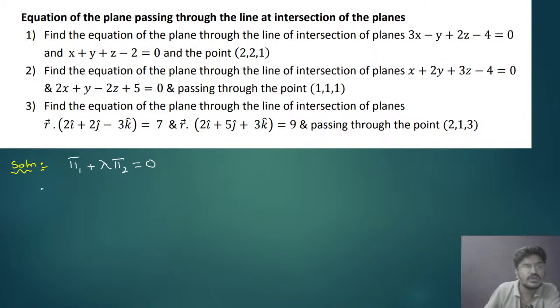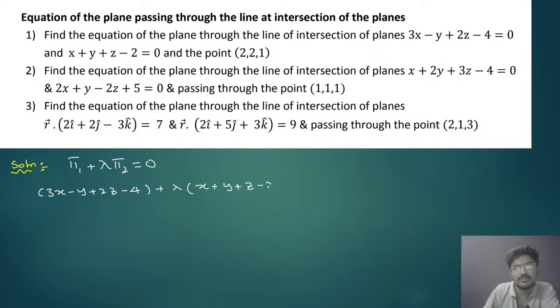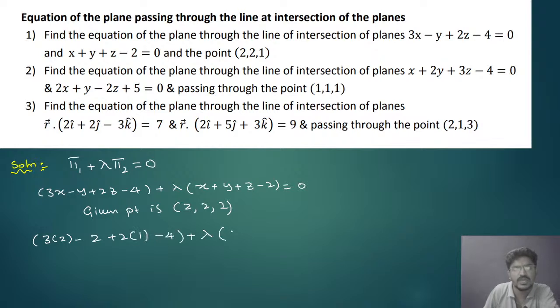Here pi 1 is 3x minus y plus 2z minus 4, plus lambda times pi 2, which is x plus y plus z minus 2, equal to 0. This is the equation of the plane passing through the intersection of two planes, and the given point is 2 comma 2 comma 1, which you have to put in the values of x, y, z. So use this point in the form of x, y, z. What will it be? 3 into 2, minus y which is 2, plus z which is 1, minus 4, plus lambda times x which is 2, y which is 2, z which is 1, minus 2, equal to 0.